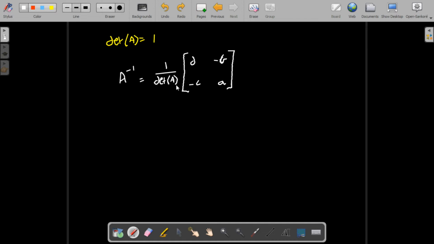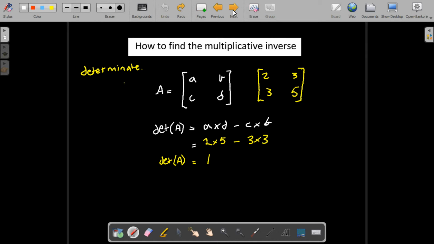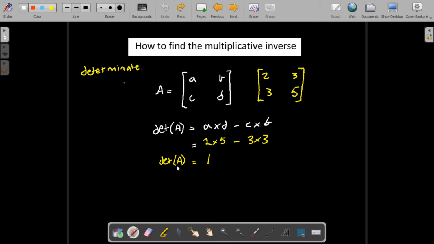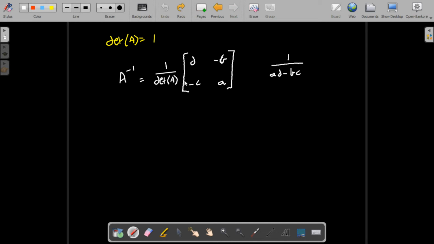Now I could write this part as 1 over AD minus BC, but I think it's better if you break it down into smaller parts. So work out what your determinant is first and use that in this formula here. It doesn't matter if you want to just do it all as one big thing, that's fine. That's up to you.